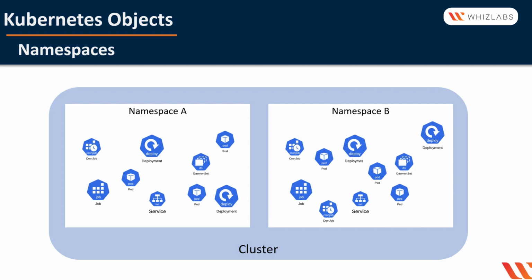Let's get into some details of namespaces. We know that namespaces are intended for use in environments with many users spread across multiple teams or projects. Using resource quotas, namespaces are a way to divide cluster resources between multiple users. We can specify the resource limits per namespace, and we will cover this in detail in the upcoming videos. Namespaces provide a scope for names. Names of resources need to be unique within a namespace, but not across namespaces. Namespaces cannot be nested inside one another, and each Kubernetes resource can only be in one namespace.